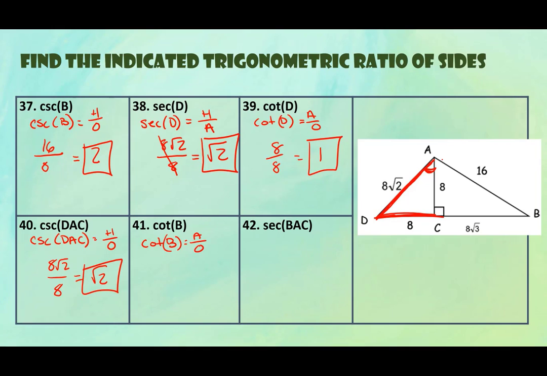over opposite. So we're going to look at B, which is back over here again. So we're looking at the adjacent side, which is going to be 8 root 3.